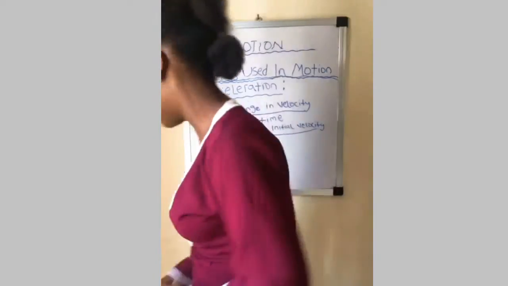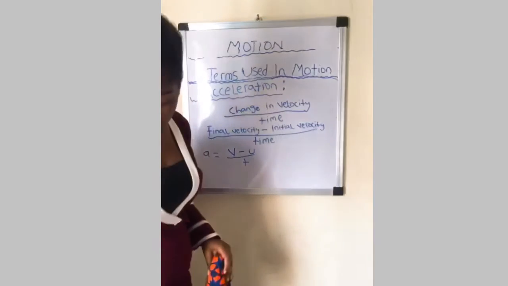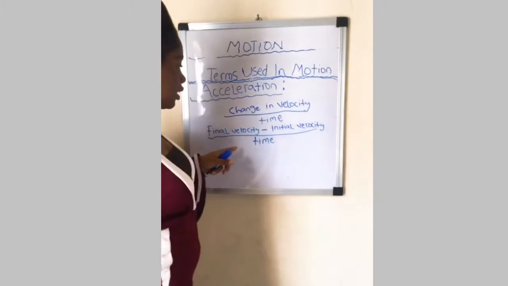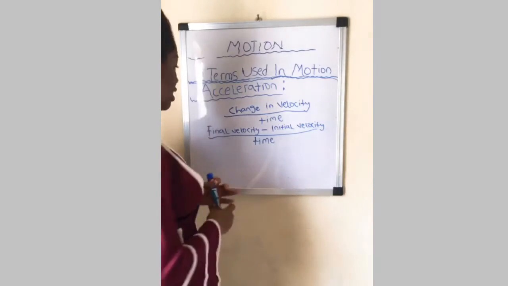Please let's take note of this. When velocity increases with time, it is called acceleration. But when velocity decreases in time, it is called retardation or deceleration. Let me quickly explain that. For example, remember we said acceleration is equal to final velocity minus initial velocity over time.